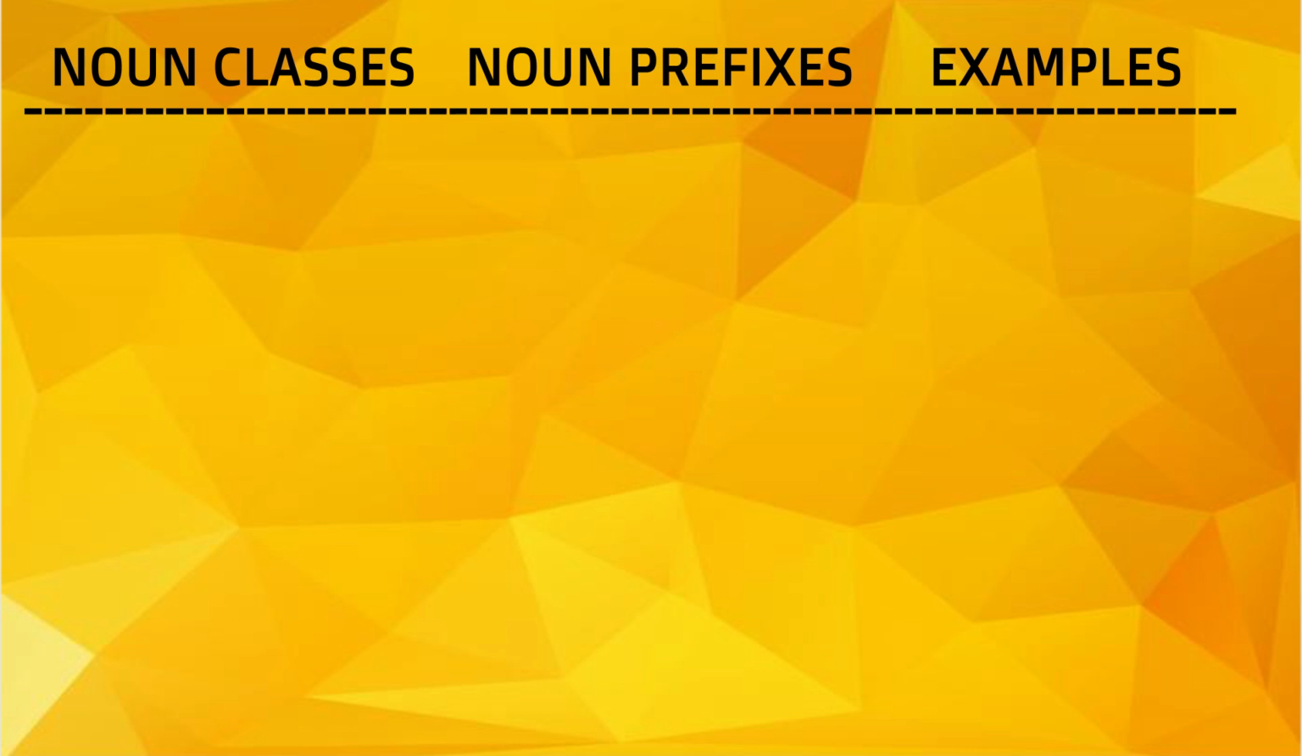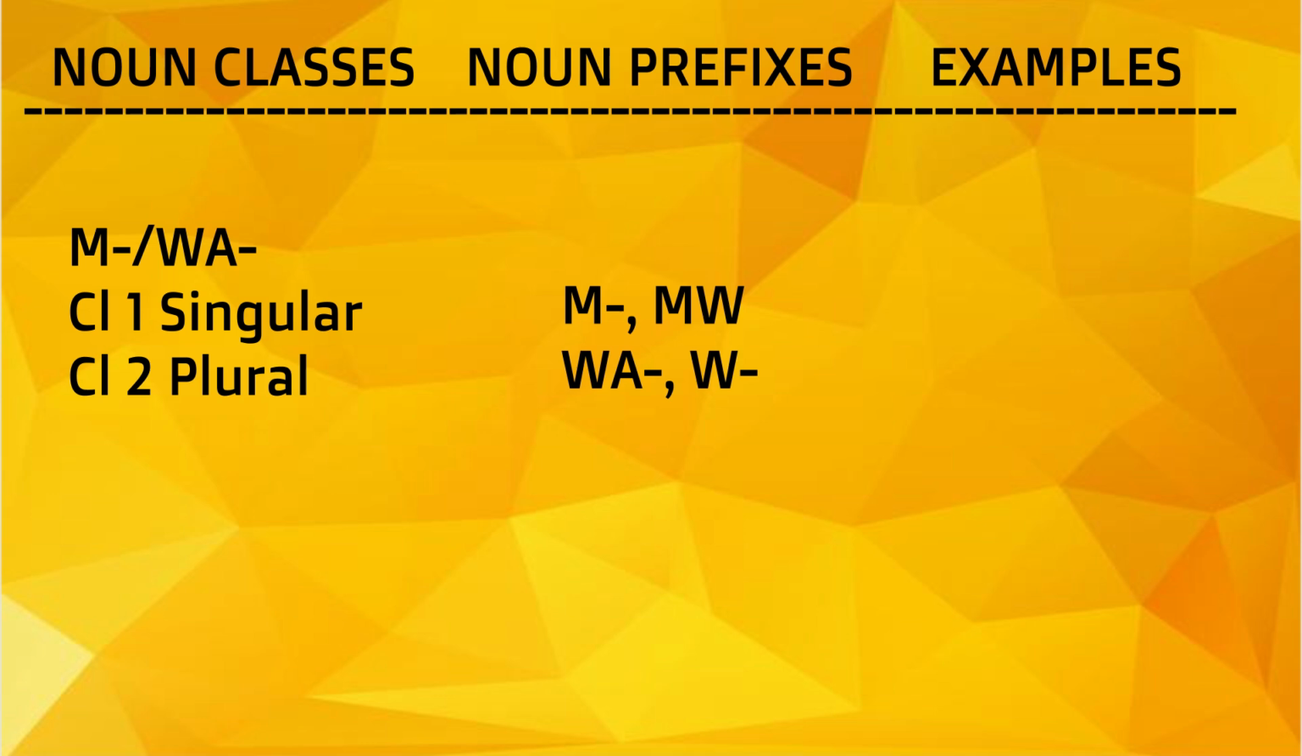Okay, so for the first and second class, we have m for the singular and wa for the plural. Examples of a noun in this class include names of human beings, names of animals, but there's no object in this class. So, for example, person, mtu, the plural, watu.